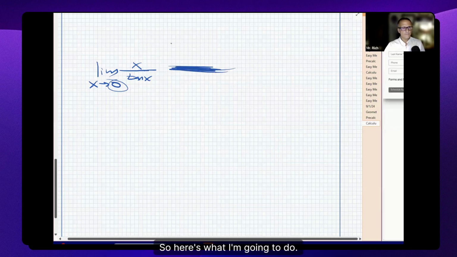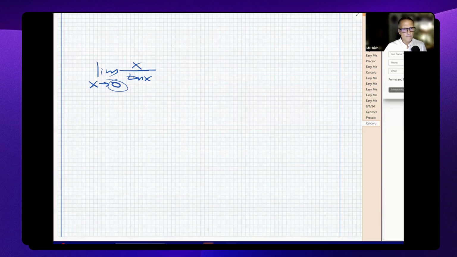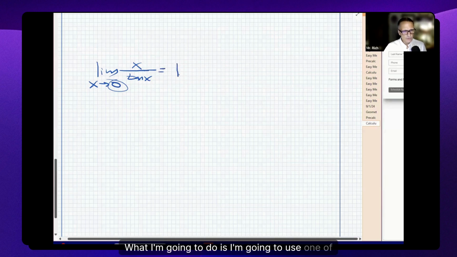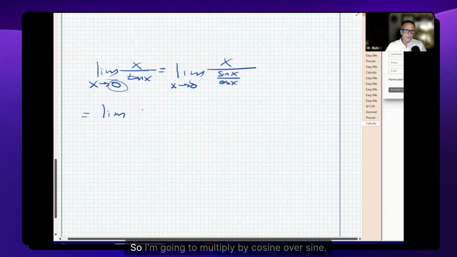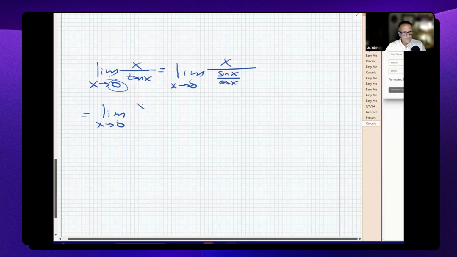So here's what I'm going to do. There are several ways to get this done. I'm going to use one of the trig identities from Precalc. I'm going to replace tangent with sine x over cosine x. Then I'm going to do a keep change flip, right? I'm dividing x by sine x, so I'm going to multiply by cosine over sine. So this really would turn into the limit as x goes to 0 of x times cosine x over sine x.